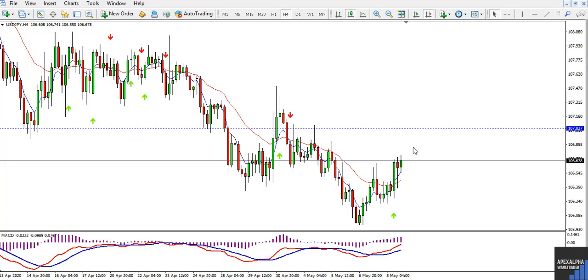For the USD JPY, the only thing I can say is we have to wait for the price to probably get to this region here of support, and then we get an opportunity to sell again.